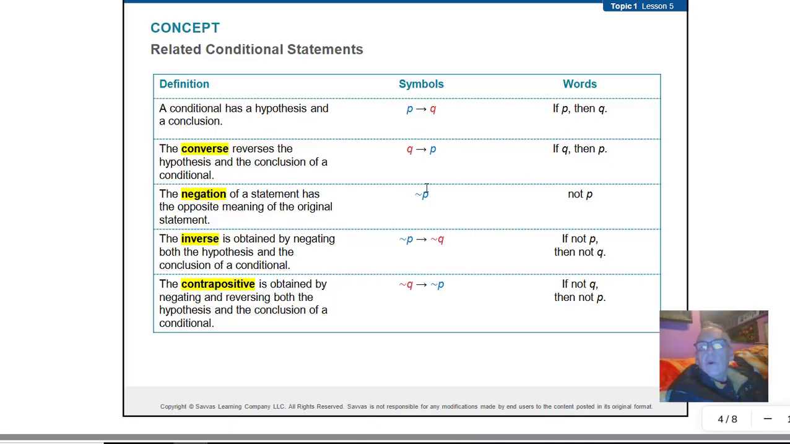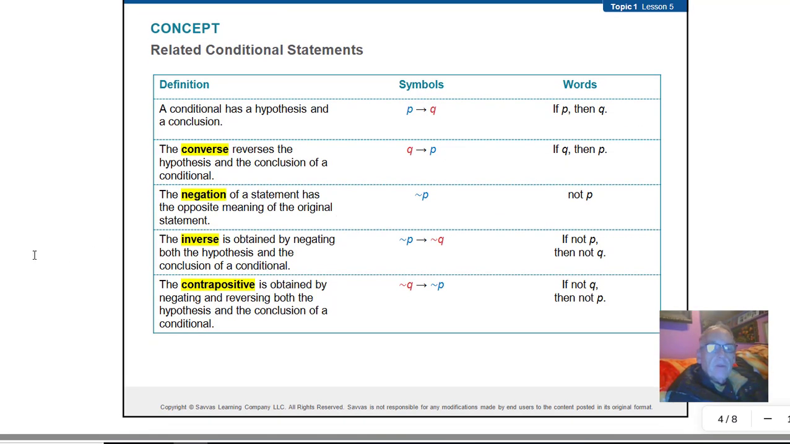So here's sort of an overview of the different patterns that we've been talking about for making these statements. Converse flips the Q and the P. The negation just adds not. The inverse adds not to the P and the Q and leaves them in their original positions. And the contrapositive is like the converse with the negation added. You flip the order, so Q comes before P, and also you add the not idea.